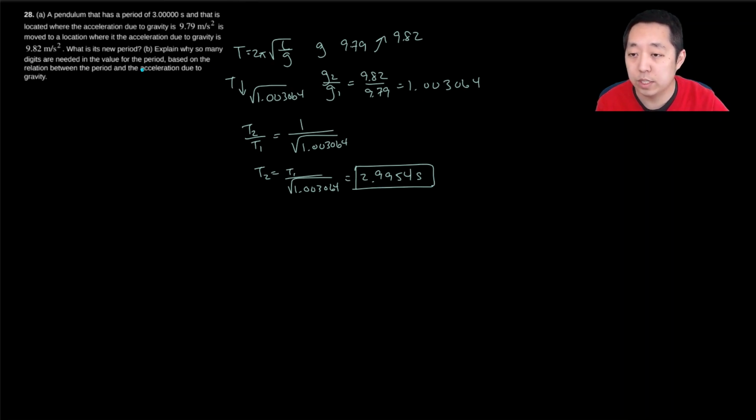Explain why so many digits are needed to value the period based on the relationship between period and acceleration due to gravity. Oh, well, because you're doing the square root of a small number, so it's an even smaller number. So this change is already up to 3 or 4 decimal places, whereas the difference in G was maybe 2 decimal places, but when you do a square root of that, it ends up being like 4 decimal places or so.